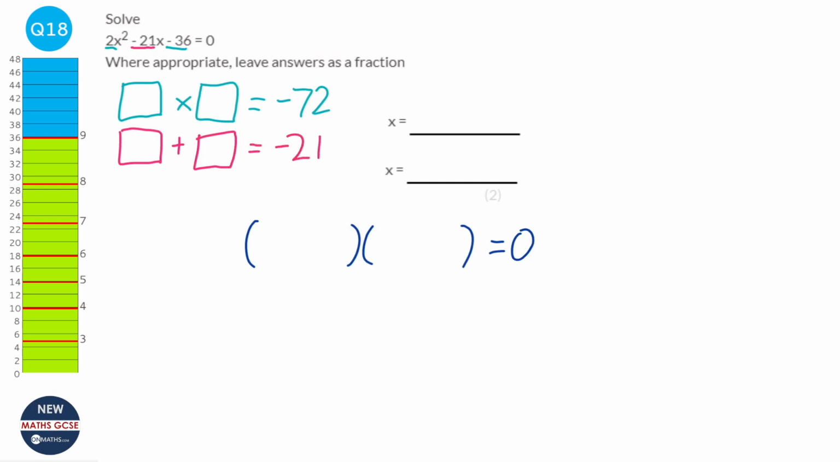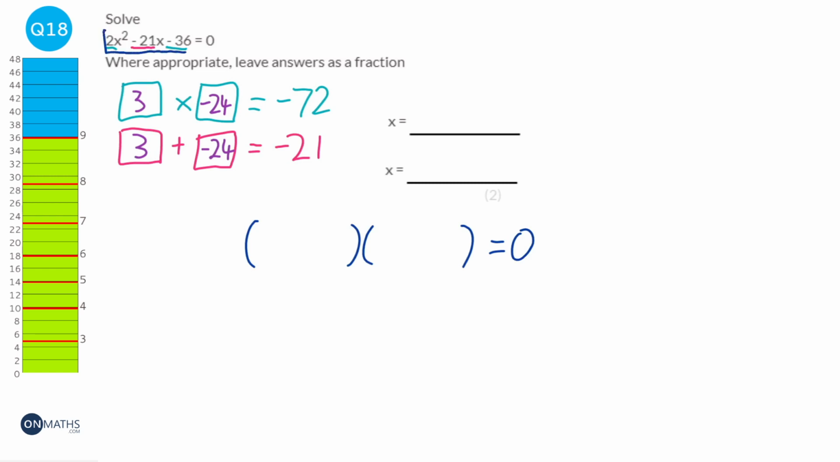So what we can do is write out the factors of minus 72, add all of them together to find out which one adds together to make that minus 21, or we can kind of do it in our head. So I'm thinking it's going to be 3 and minus 24. Let's just check that. 3 times minus 24 is minus 72. 3 plus minus 24 is minus 21, so that's correct.